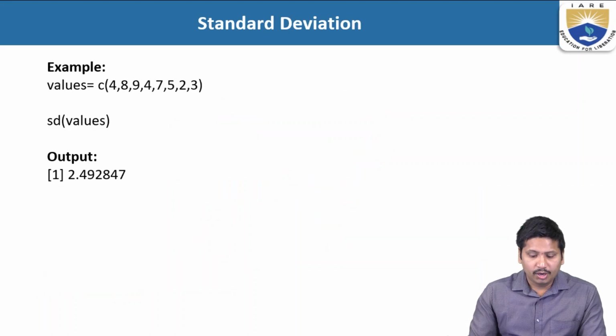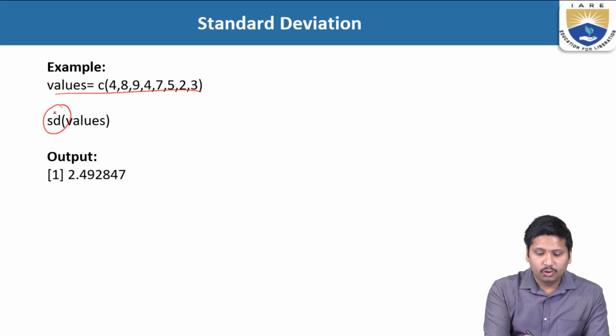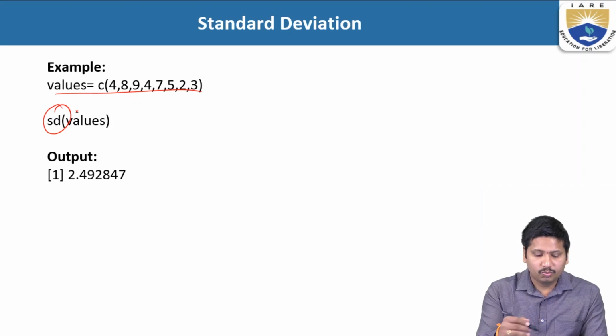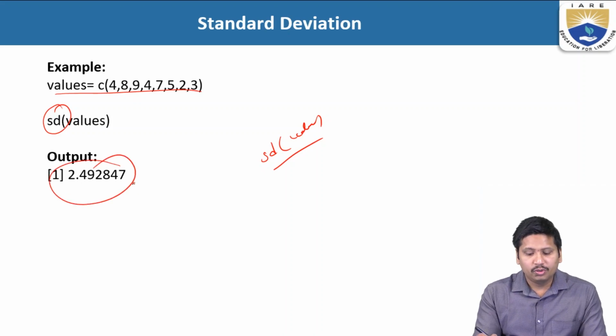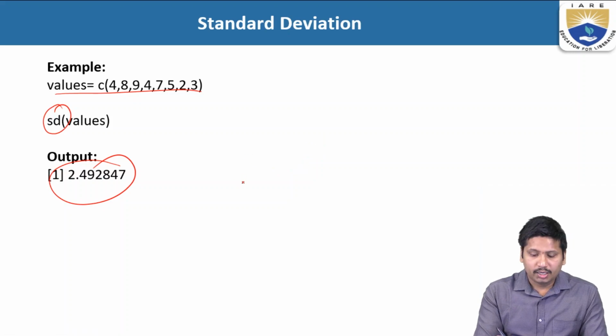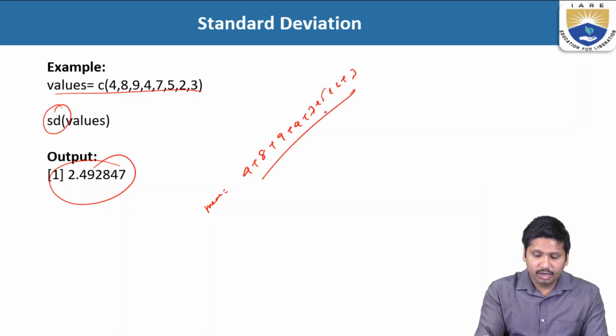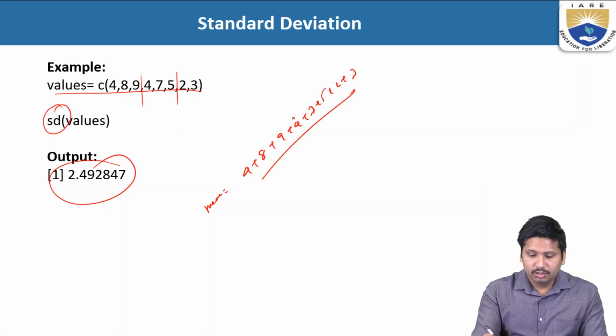Let's take an example with these values. If I'm going to use a predefined function, it is SD of. SD of is the function which calculates the standard deviation, and simply I can get the result. But normally, how do we calculate it? First of all I have to calculate the mean value. The mean should be 4 plus 8 plus 9 plus 4 plus 7 plus 5 plus 2 plus 3 divided by the total number of values, 8.